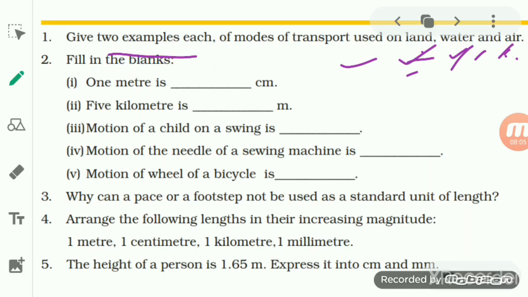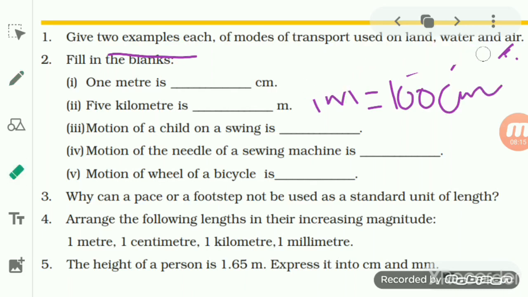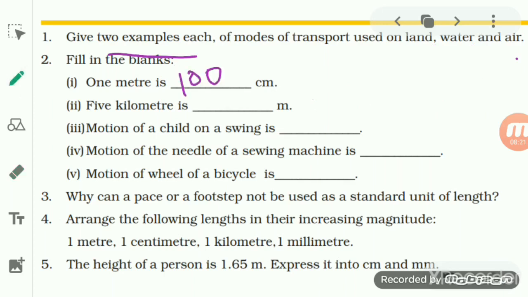The next question is fill in the blank. Now 1 meter is equal to dash centimeter. So we know, students, that 1 meter is equal to 100 centimeter. So here the answer will be 100 centimeter. Now 5 kilometer is equal to dash meter.